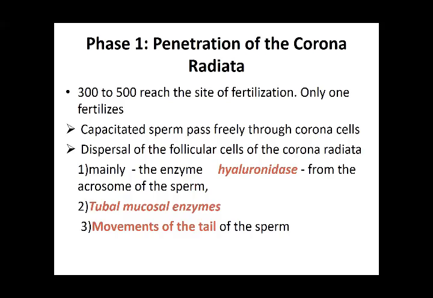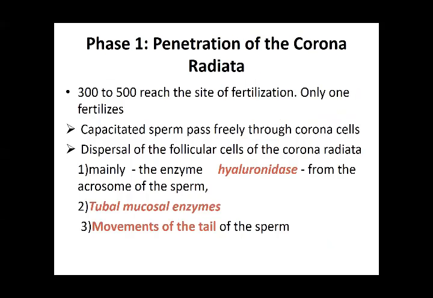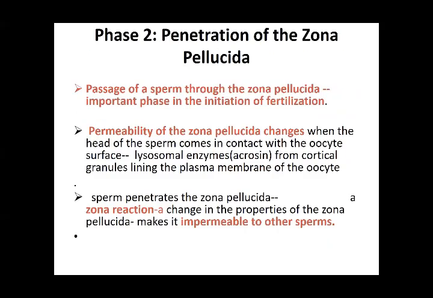All these three things help the sperm to pass through the corona radiata cells. These three things, that is the enzymes, the motility of the tail, and the motility of this tube, allow the sperm to pass, that is phase one, through this outer layer, the corona radiata cells. Okay. Then is stage 2.